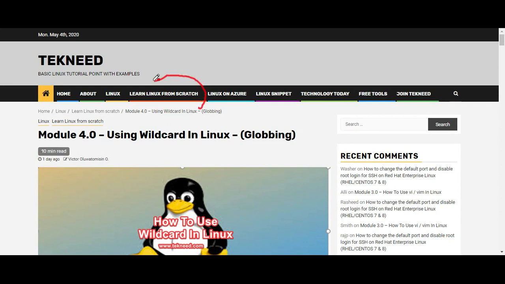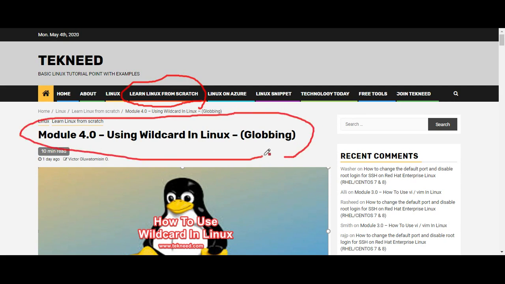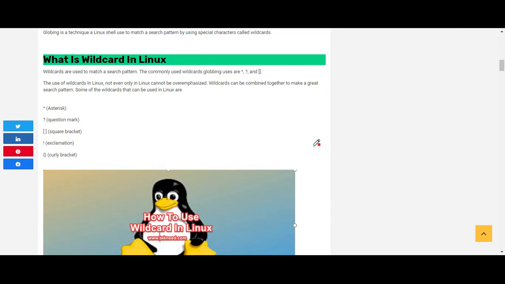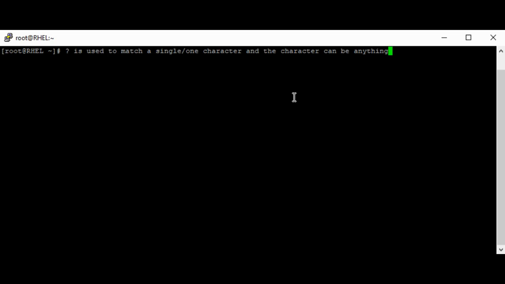Today, we'll continue with our Learn Linux from Scratch series. We're going to be looking at using wildcards in Linux. In our previous class, we talked about what globbing is and we also talked about using the asterisk wildcard. So in today's class, we're going to look at using the question mark wildcard. The question mark wildcard is used to match a single character, and that character can be anything.